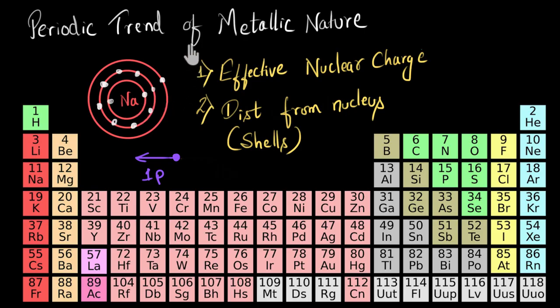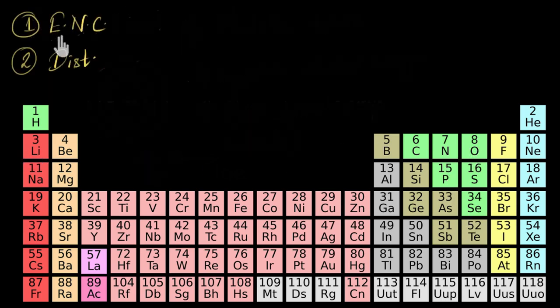Now let's see how the metallic nature varies as we go across a period. So the two factors that decide this are one, the effective nuclear charge, and two, the distance from the nucleus. Now let's focus on period number 2, the elements of period number 2.